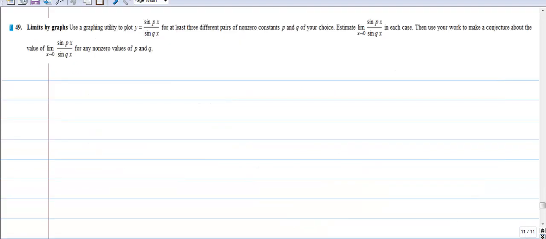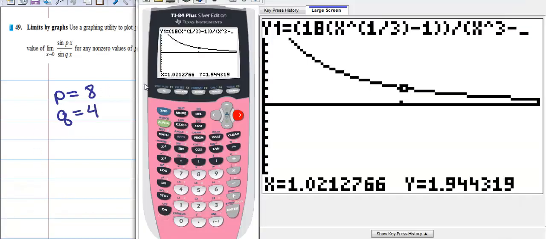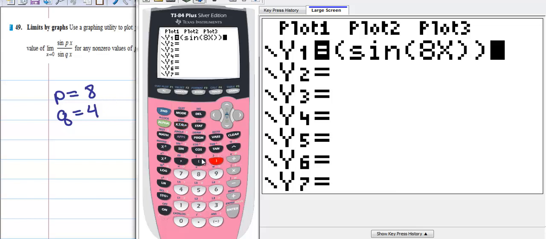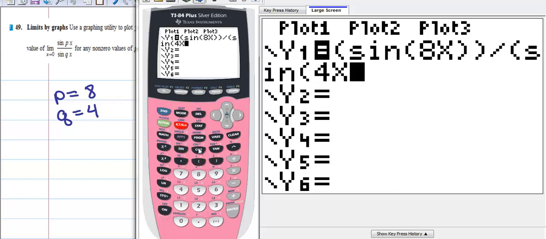And then on number 49, it says use a graphing utility to plot sine px over sine qx for at least 3 different pairs of non-zero constants p and q of your choice. Then use your work to make a conjecture. So if I let p be 8 and q be 4, then y equals sine of 8x divided by sine of 4x.